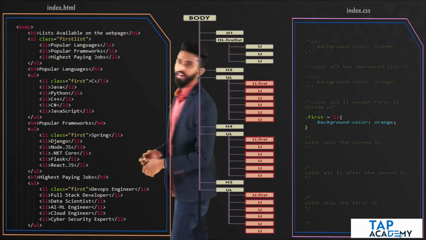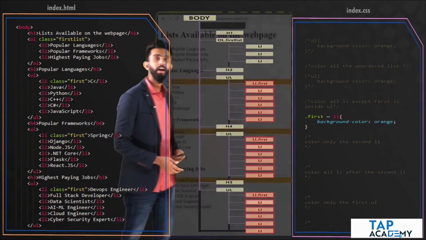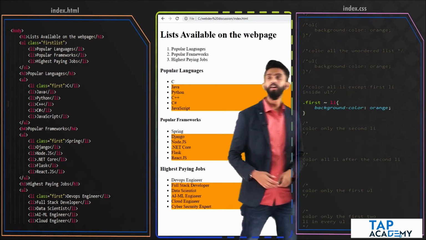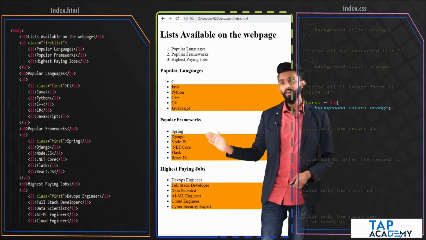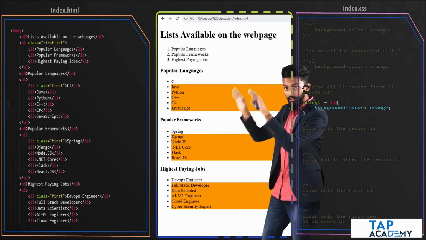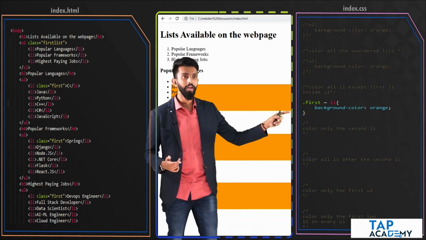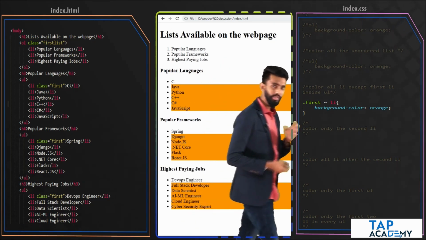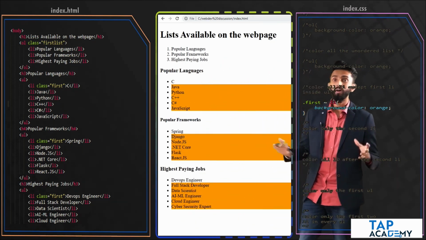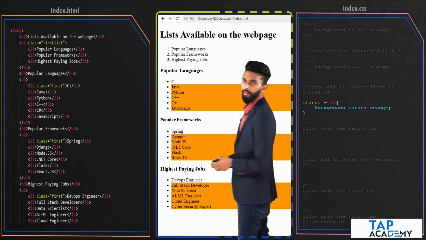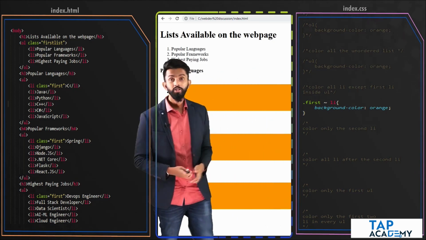Will this work? Let's see. If in case I go back and if in case I just refresh it, clearly you can notice all the li's in ul except the first li has got styled. What was my expectation? It worked. Do you see the kind of control advanced selectors offer you? Let's take things up a notch again.